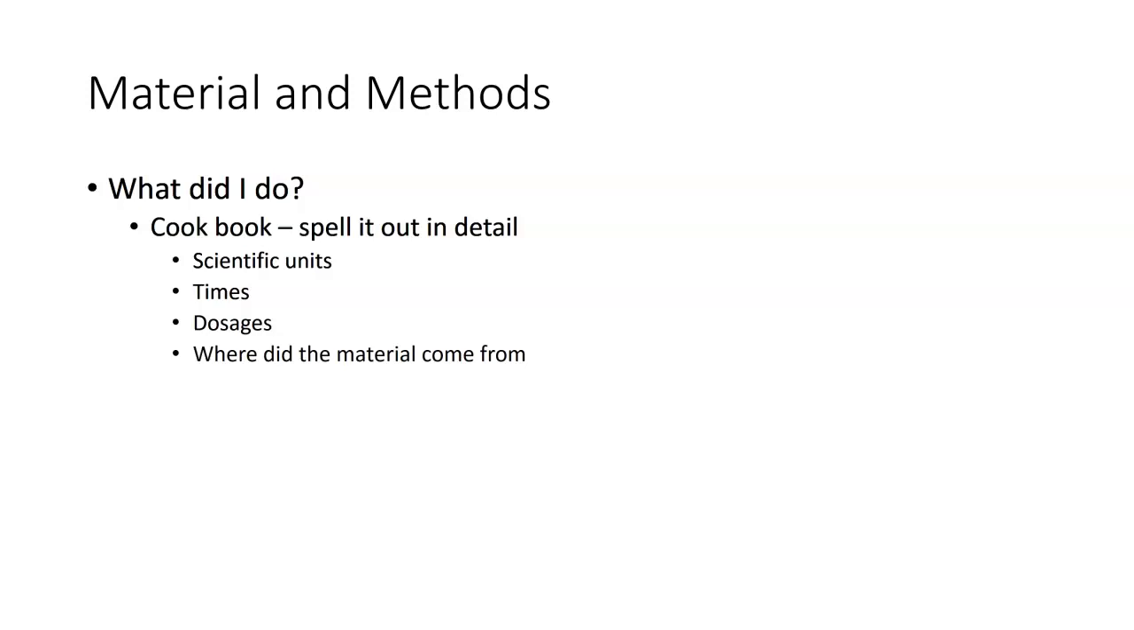Where did the material come from? There's a big difference between buying vinegar at the food store, which is a food grade, and buying commercial acetic acid from a scientific supply store. Basically the same materials, but you've got to know where your source came from and where your material came from. You know, this becomes important to note.